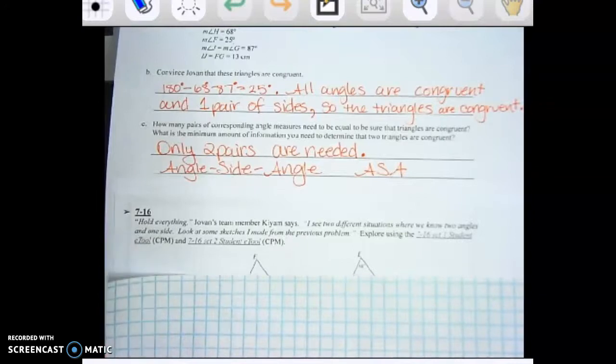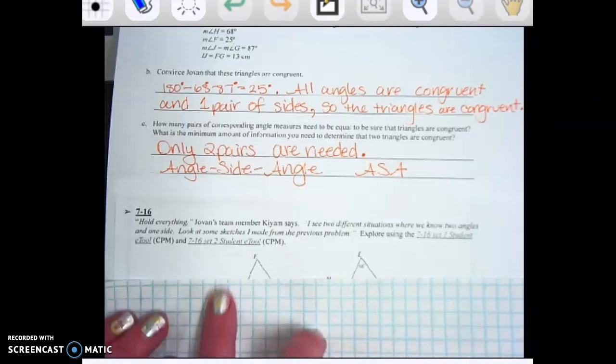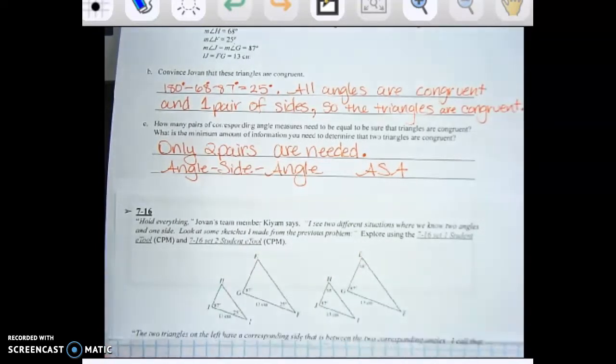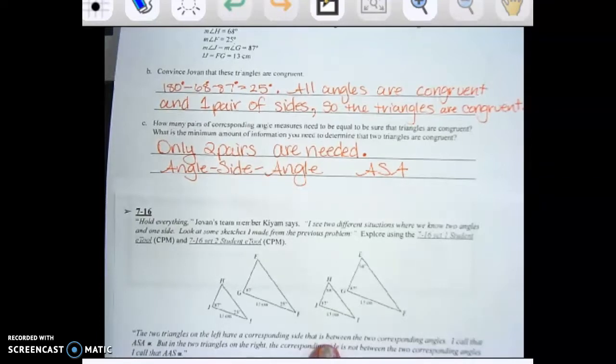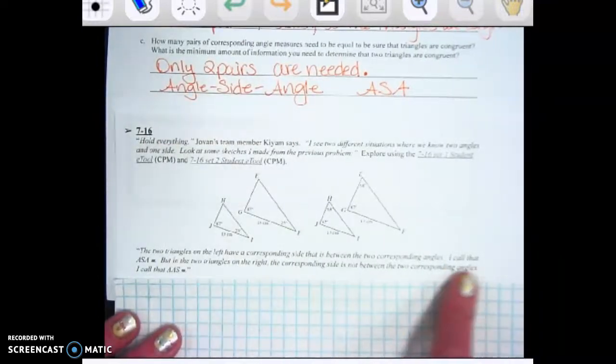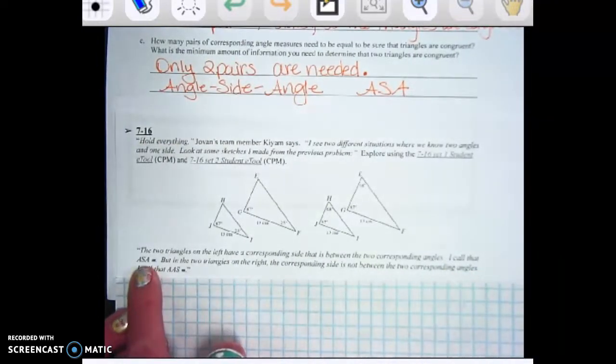All right. Question 16. Hold on everything, Jovan's team member Kiam says, I see two different situations where we know two angles and one side. Look at some sketches I made from the previous problem. You can look up these in eTools when you get your Chromebooks open. But here are the drawings he made. It says the two triangles on the left have a corresponding side that is between the two corresponding angles. I call that angle side angle.